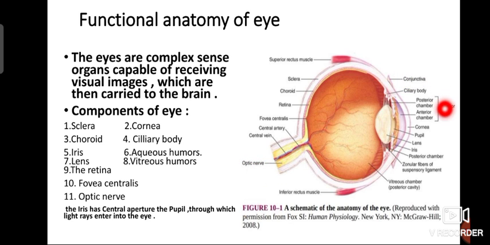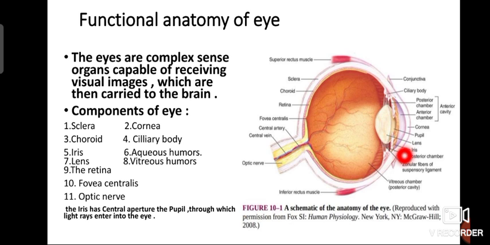And in the anterior portion of the eye, other structures are present. In front there is a liquid, known as aqueous humor, and behind the cornea there is the iris. The iris is continuous with the choroid layer of the eye, and in the iris there is a central aperture known as the pupil, which lets light into the eye.